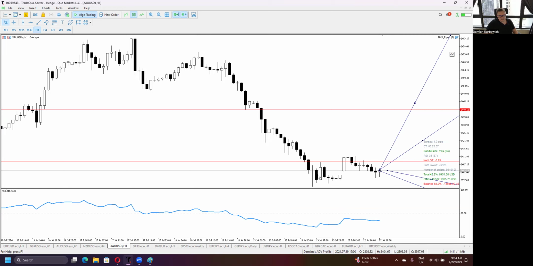There is an H1 candle formation, tested again. Once they close with the hammer, why not? Clear? Clear. Yeah, clear.